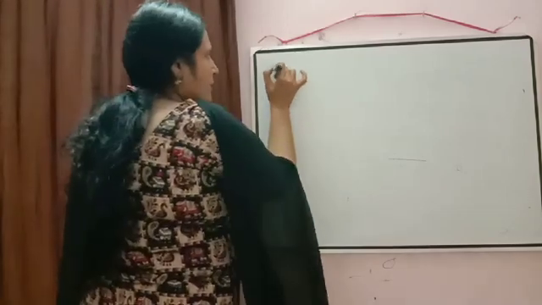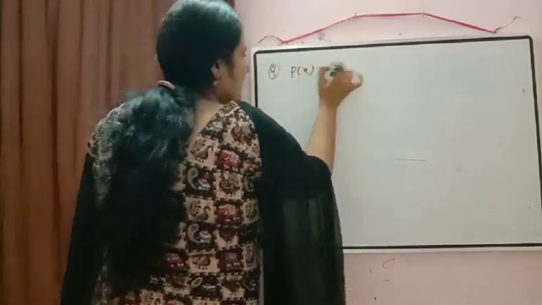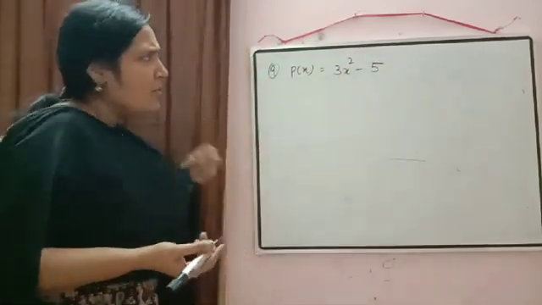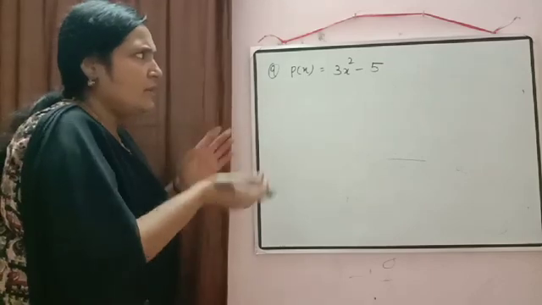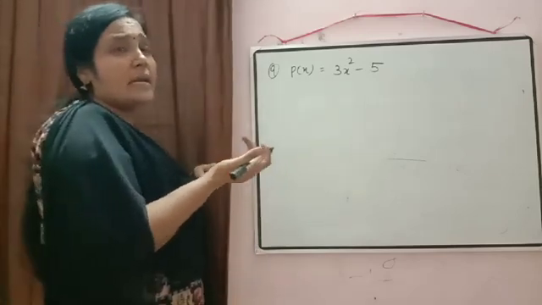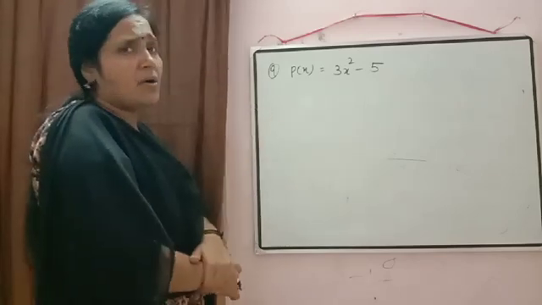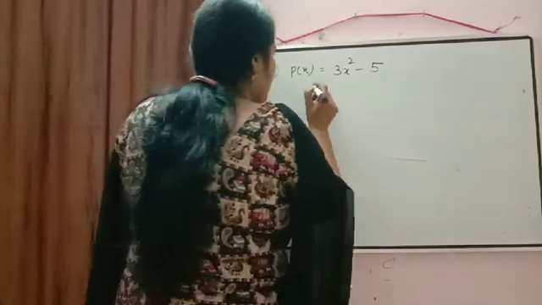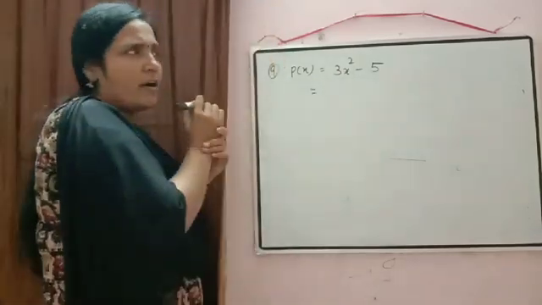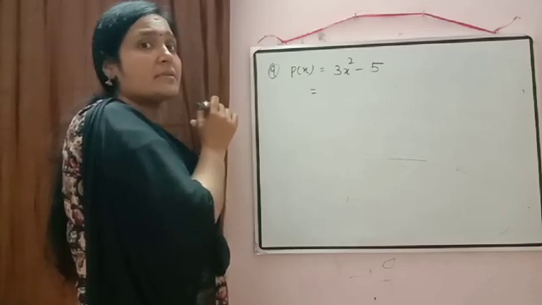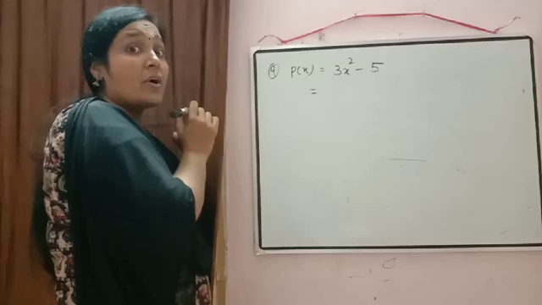3x square minus 5. Question number 9. P of x is equal to 3x square minus 5. Only two terms are there, and in these two terms also no common factor is there. So if only two terms are there, then the identity which we can use is a square minus b square, because we cannot take any common factor. So a square means it should be written in the form of a complete square. x square, that is the square of x. 3 is the square of which number? You studied irrational numbers. Yes, 3 is the square of root 3.